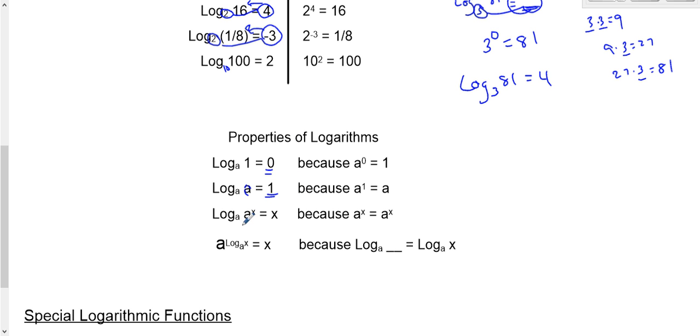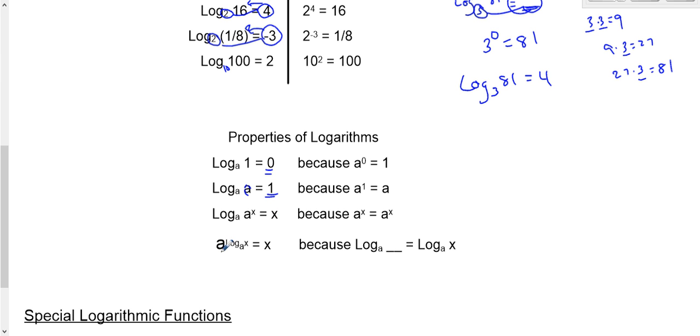Log base a of a to the x is equal to x, because that's the exponent that I would need to have to get a to the x. I need a to the x. The exponent is x. My answer, remember I just told you, is the exponent on your base number. So obviously x.